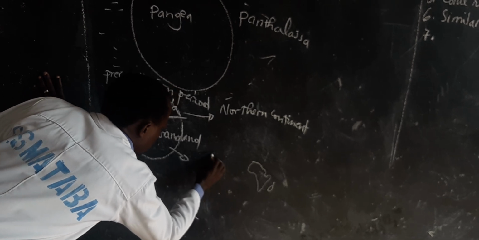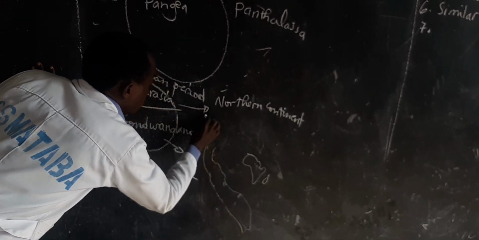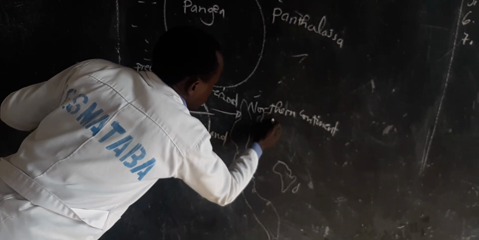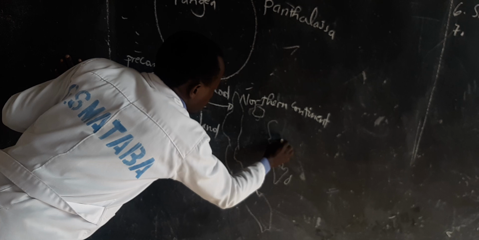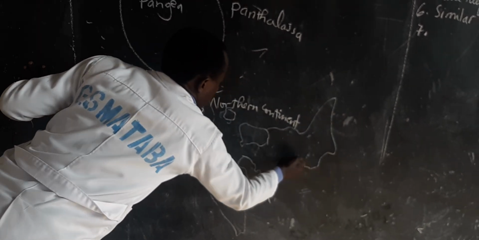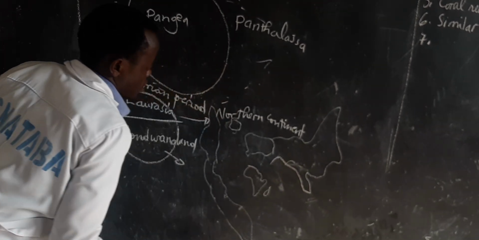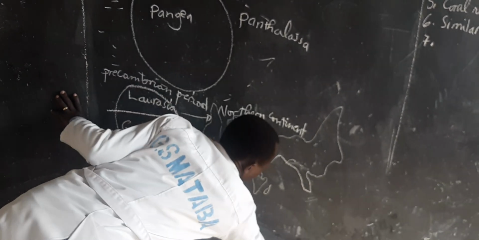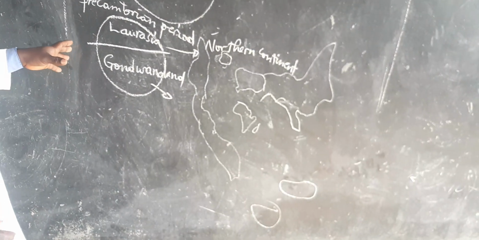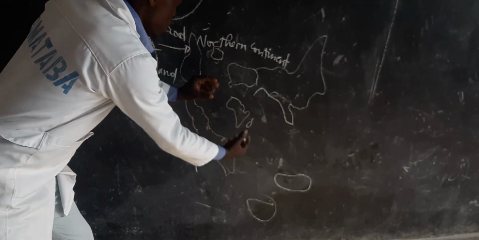So we have South America, North America, we have Greenland, we have Europe, we have Asia, we have Australia, and even Antarctica. So meaning that those continents were once together, once upon a time they were together.